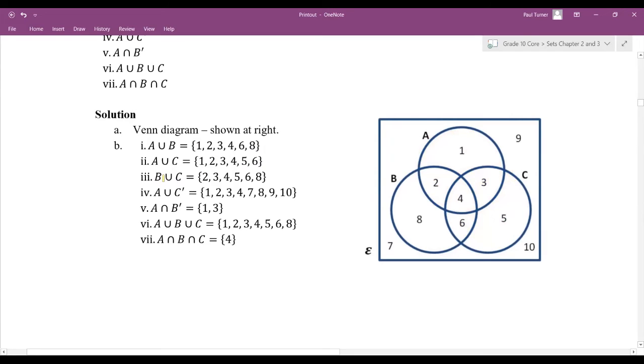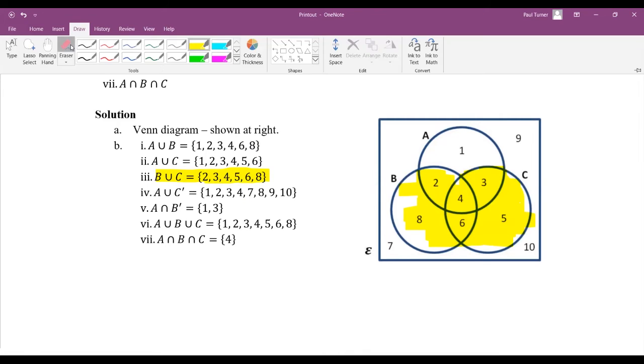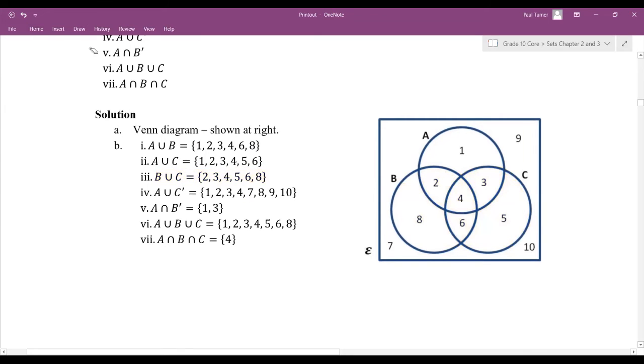So B union C is the same idea. B union with C, all of those numbers are in that set. So 2, 3, 4, 5, 6, 8. And number 4, so let's shade the area first. We might need a pen.